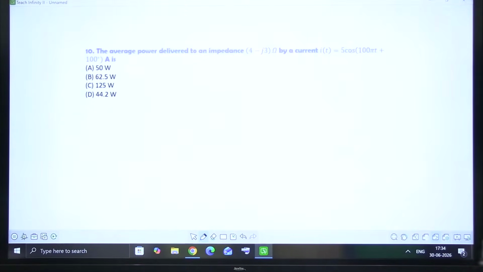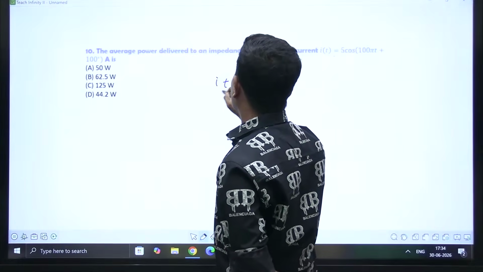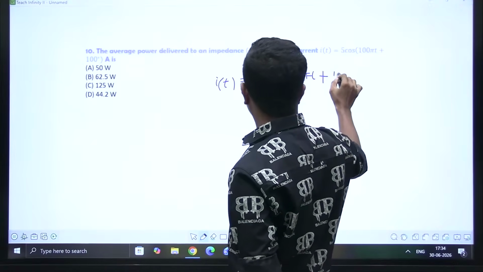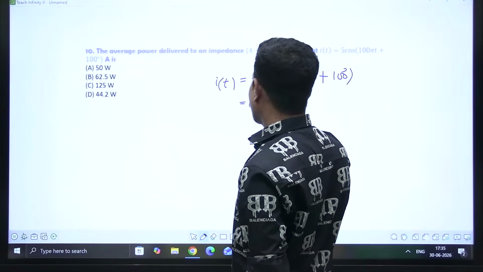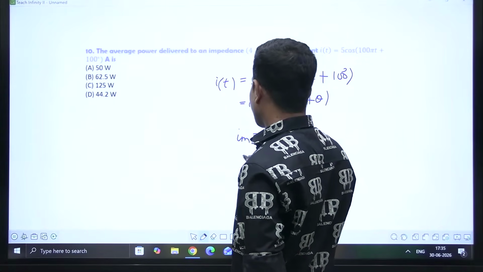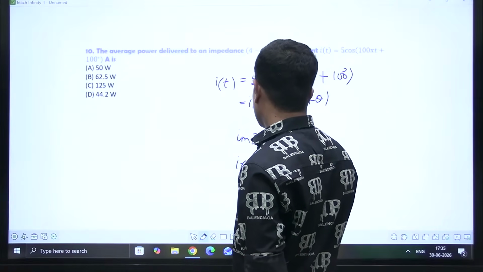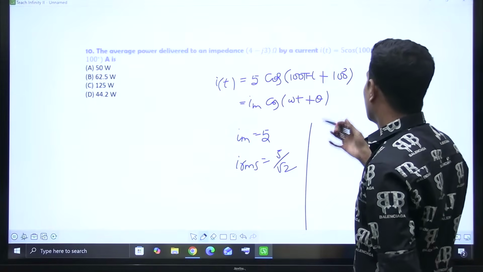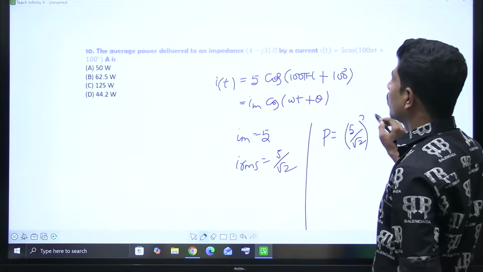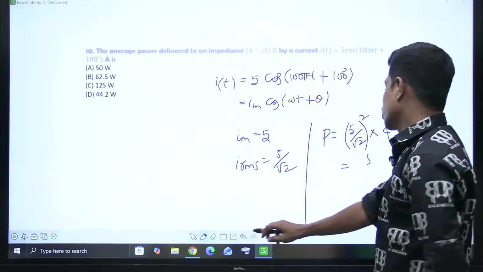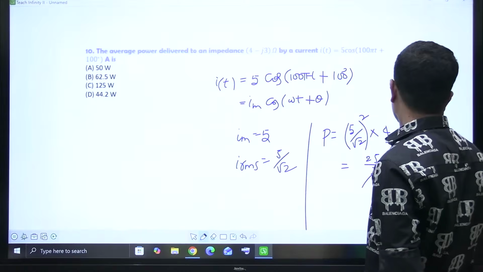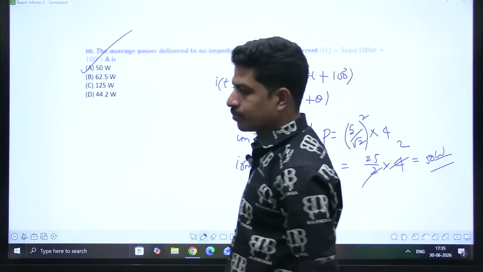Yes, let me do it. This is i of t, given as 5 cos 100 pi t plus 100 degrees. If you compare this with Im cos of omega t plus theta, Im, the maximum value, is 5. What is IRMS? IRMS is Im by root 2, 5 divided by root 2. Now the average power P is equal to IRMS square, 5 by root 2 whole square into resistance 4. How much is it? 25 by 2 into 4. This is 50 watts. The answer is option A. That's all.